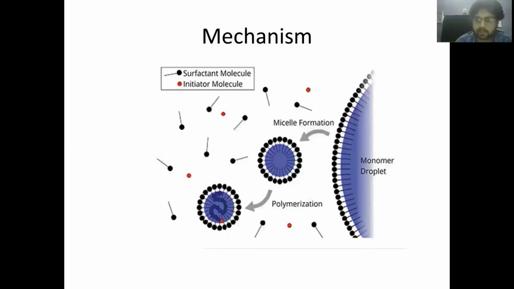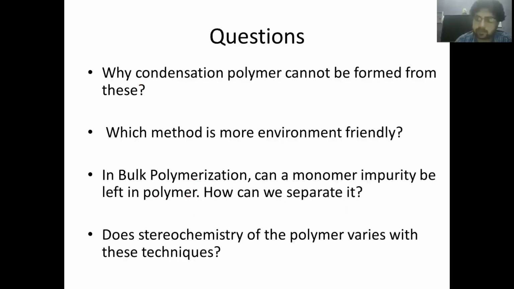So that was all of it. Now I will be asking you a few questions for my guidance, and these are the questions. Like why condensation polymers cannot be formed from these, which method is the most environment friendly, and in the bulk, can a monomer impurity be left in a polymer, and how could we separate it? So these are some of the questions I would like to ask.